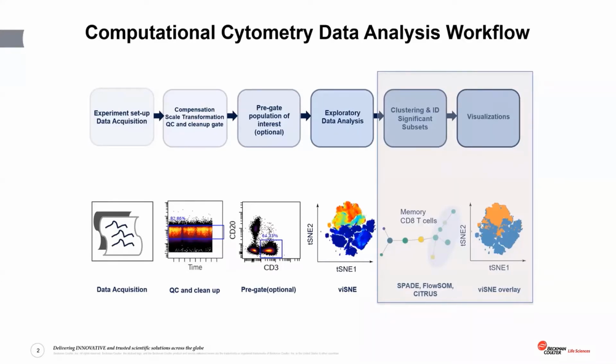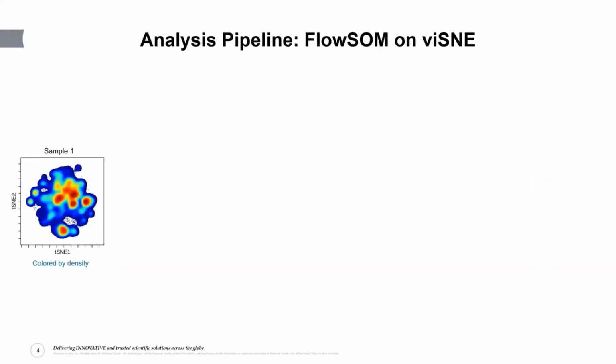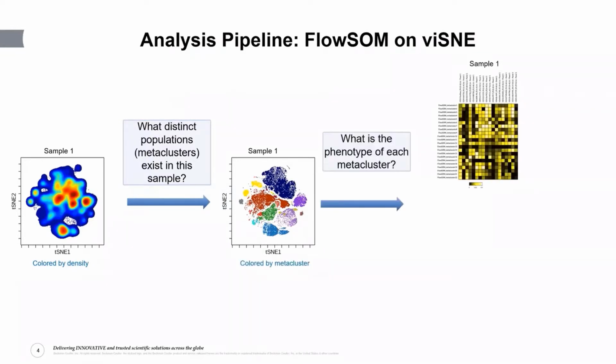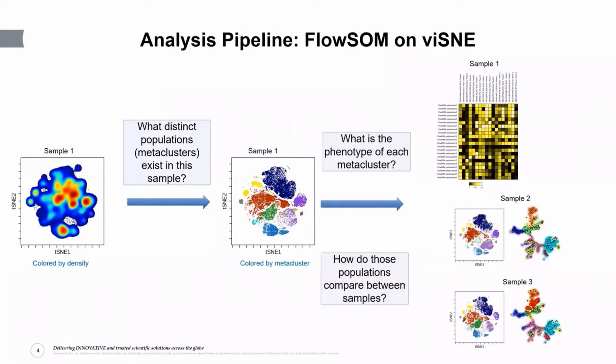Today, we'll continue where we left off, starting with data that have been through dimensionality reduction. We'll take these data through the FlowSOM algorithm for clustering, and then return the resulting clusters back to viSNE for visualization. So starting with our viSNE map, we'll use FlowSOM to first identify what distinct populations or metaclusters exist in a sample. Then, we will look more in depth to understand the phenotype of each metacluster, and ultimately, use metaclusters to compare populations across samples.